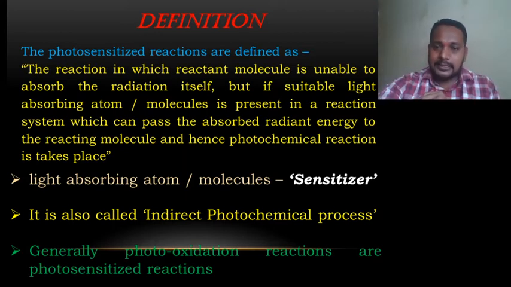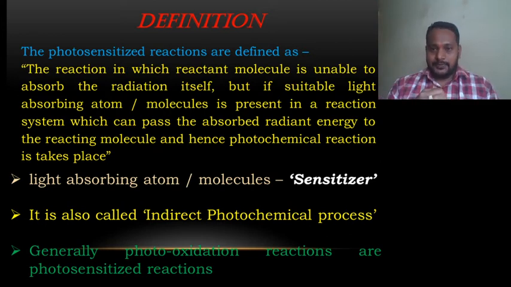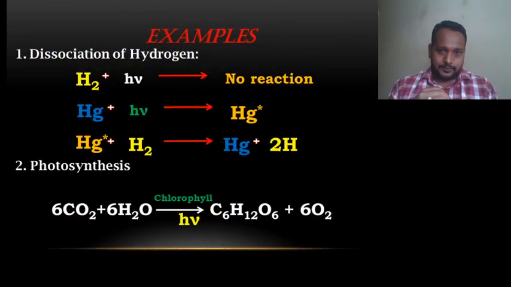Hence, these kinds of reactions are called photosensitized reactions. And that foreign molecule, that is the light absorbing molecule, is called a sensitizer, right? These kinds of reactions are also called indirect photochemical processes, right? Generally, most of the photo oxidation reactions are photosensitized reactions, right?